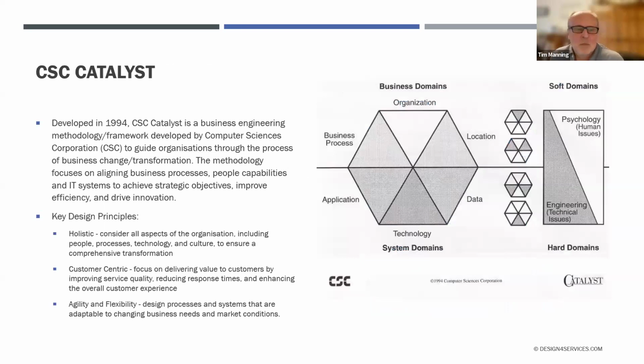And I talked about CSC Catalyst earlier on. That was very influential because I was the implementation manager at Siemens in the 90s. And then, as I say, I did a major business architecture, business transformation project for the UK Passport Service for 5 years, using this framework.